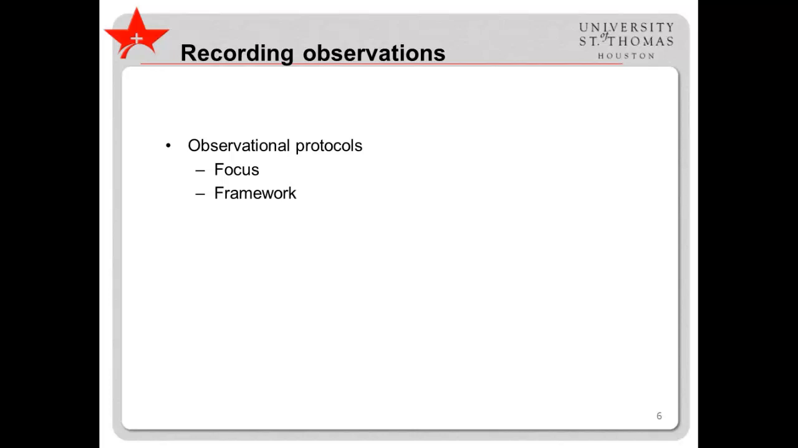Observational protocols, which provide guidance about what kinds of behaviors the observer should be looking for, are often used. Such protocols provide the researcher with a focus during the observation, while also providing a framework for the field notes.